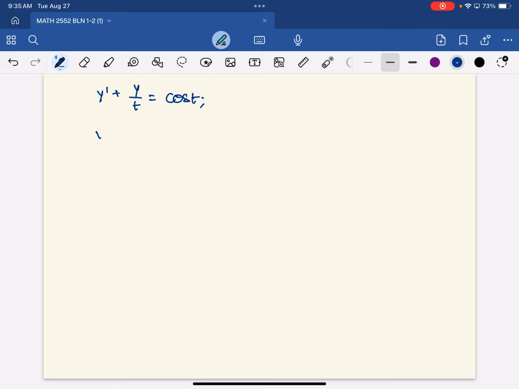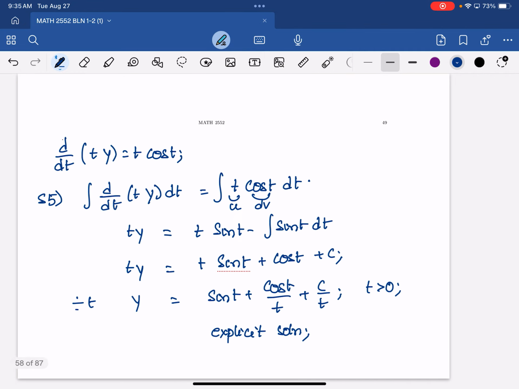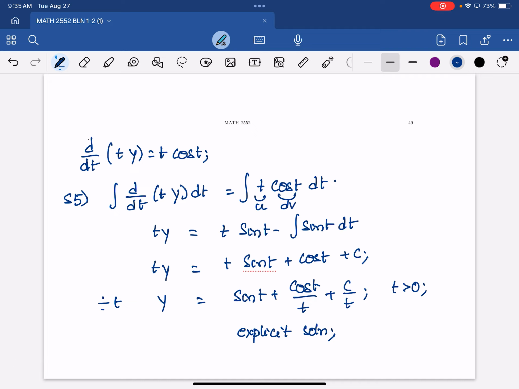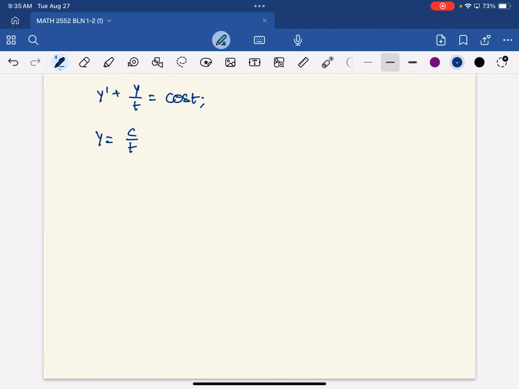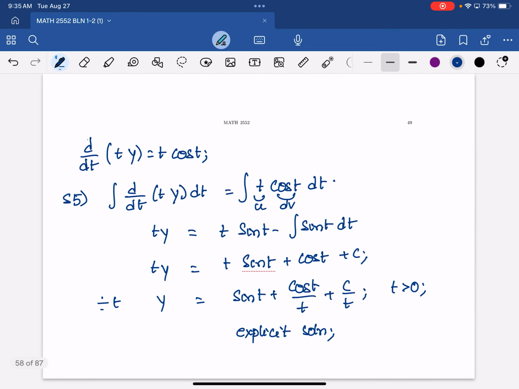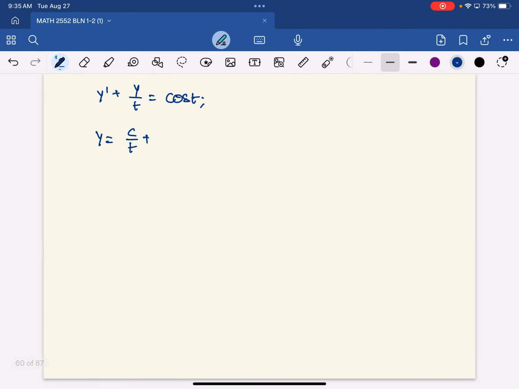And the solution turned out to be y equals c over t plus cosine t over t plus sine t over t plus sine t, where my value of t is bigger than 0. I wanted t bigger than 0, because if t is equal to 0, there is no differential equation, or the solution becomes unbounded. So we want t to be not equal to 0.